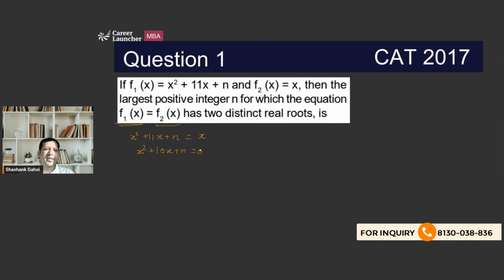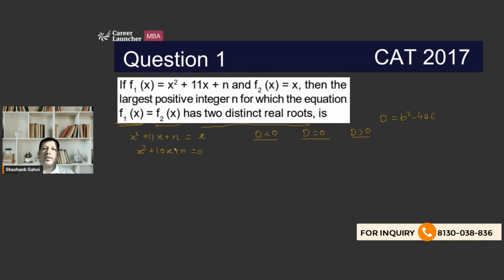Now we can see it is a quadratic equation. In a quadratic equation, there is a condition for two distinct roots. We have three conditions. First is D less than 0, which means there is no real root. Second is D equal to 0, which means only one real root. And D greater than 0 means there are going to be two distinct real roots. And the value of D is defined as b square minus 4ac.